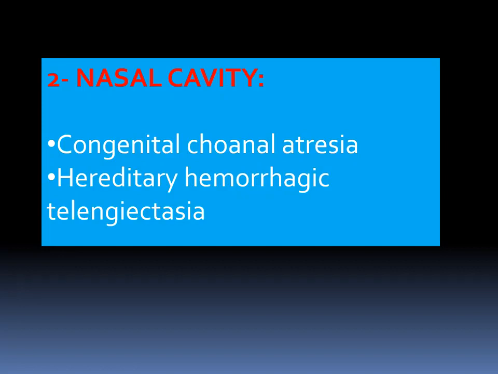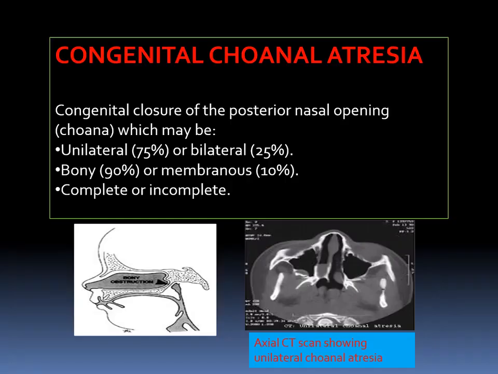Now we pass from the external nose to the nasal cavity. We have congenital choanal atresia and hereditary hemorrhagic telangiectasia. What's congenital choanal atresia? Do you remember the choana we talked about in the anatomy lecture? Congenital choanal atresia is closure of the posterior nasal opening, the choana, which may be unilateral, 75%, or bilateral, 25%. Bony in 90% or membranous in 10%. Complete or incomplete.